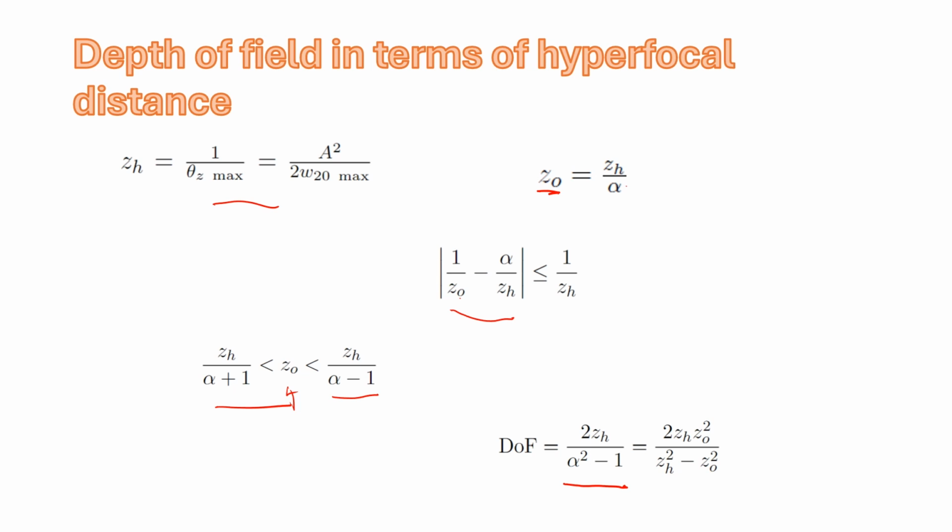What that means, of course, is that as Z0 gets smaller, the depth of field basically goes like Z0 squared divided by the hyperfocal distance. So the smaller Z0 gets, the shorter our depth of field gets, because Z0 is always going to be less than the hyperfocal distance.